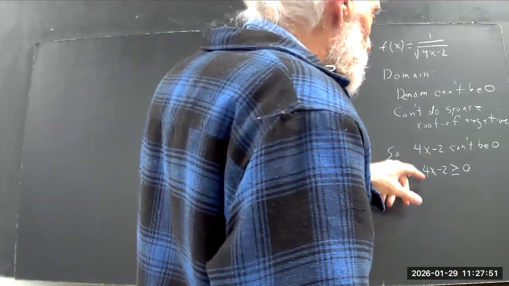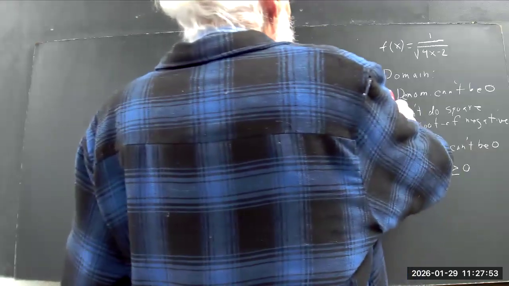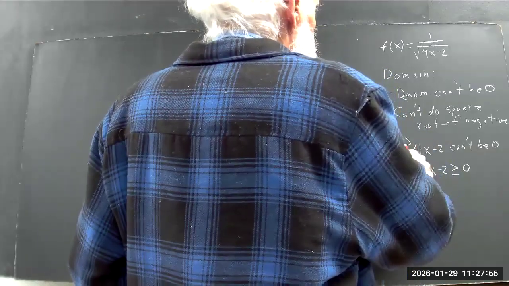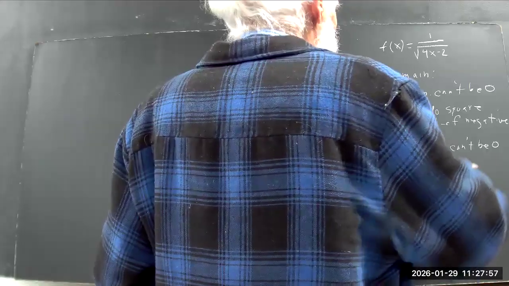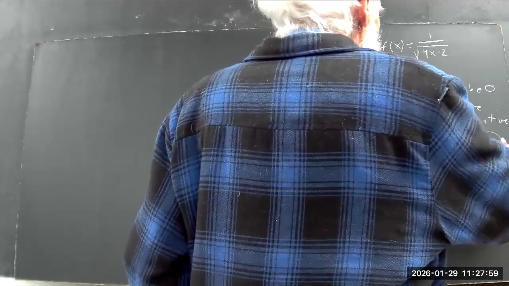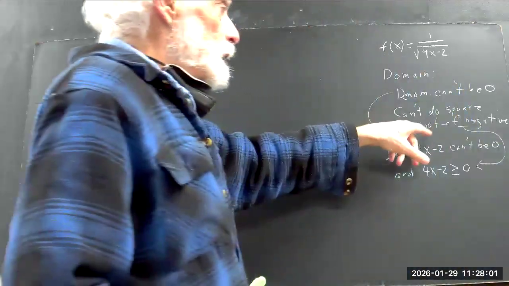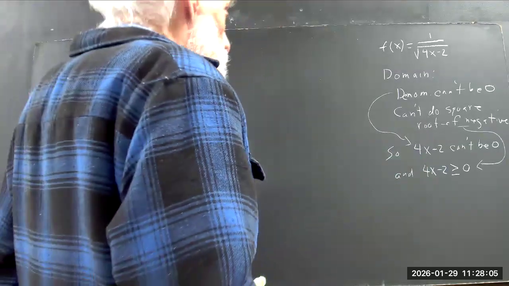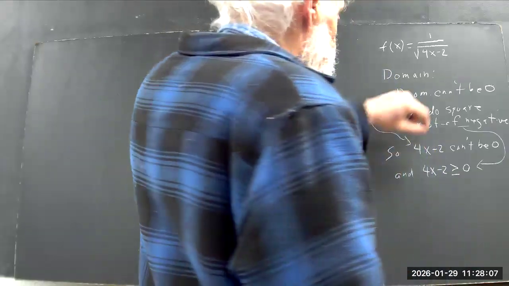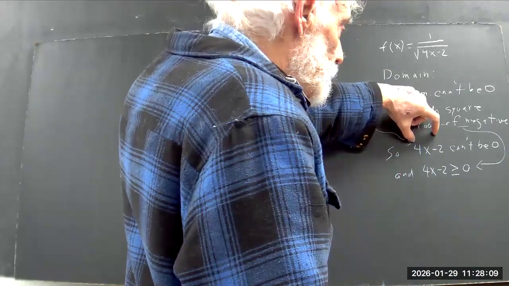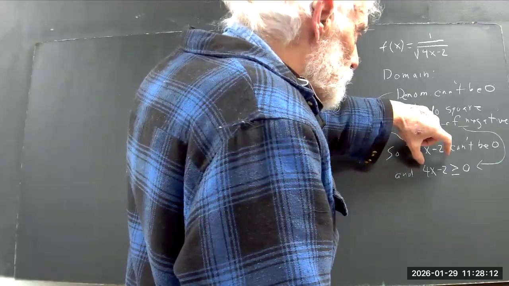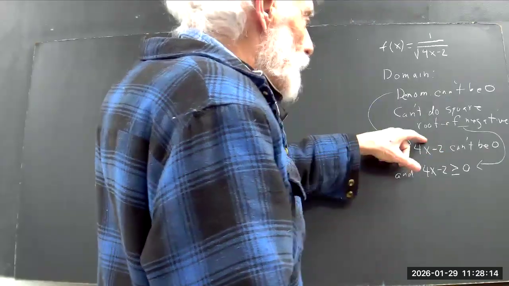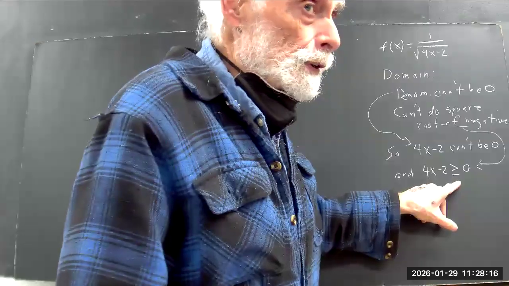Okay, got to satisfy both conditions. This is because the denominator can't be zero, and this is because you can't do the square root of a negative. Now you put that together: 4x minus 2 can't be zero, and it has to be greater than or equal to zero. It's got to be both, so it can't be equal to zero, right?